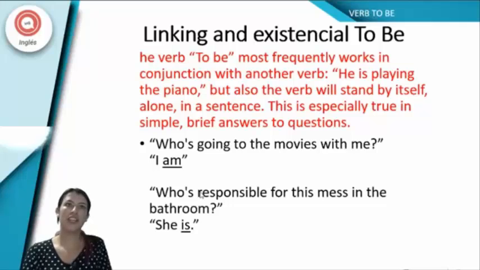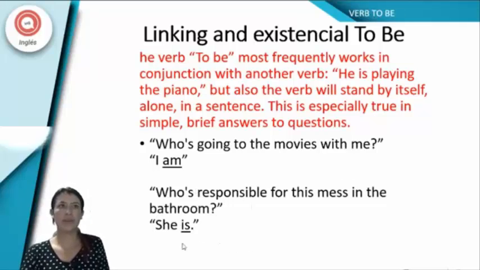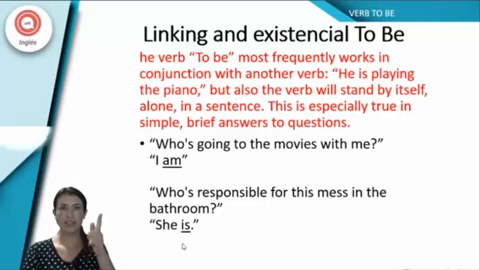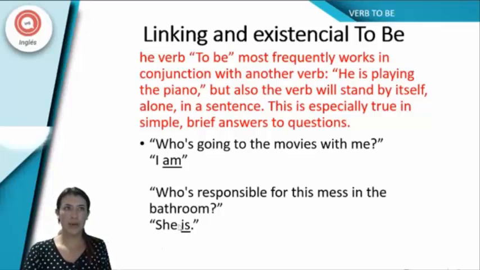I am, she is. You know the translation. Who is responsible for the mess? Ella fue. You see? ¿Quién es responsable por este desorden en el baño? Ella es responsable. So we're talking about existentialism. So that's she exists and the fact exists. Okay? Let's check what other information we have.